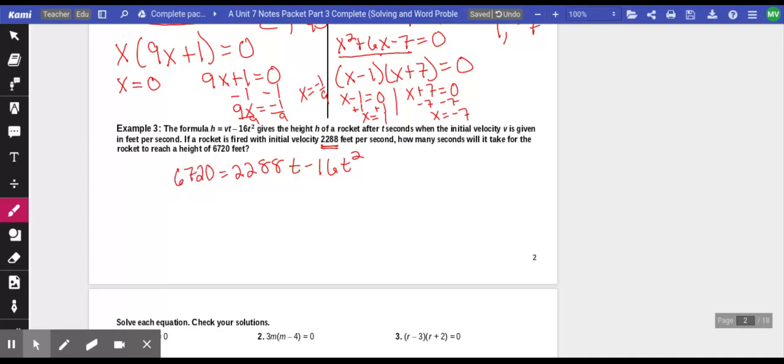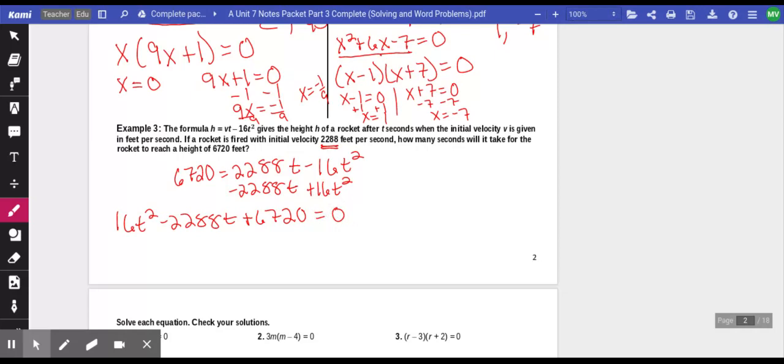So the first thing I'm going to do is make this equal 0. I don't like to factor when t is negative, so I'm going to add 16t squared and subtract 2288t from both sides. So that gives me 16t squared minus 2288t plus 6720 equals 0.